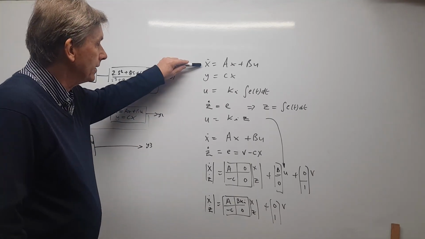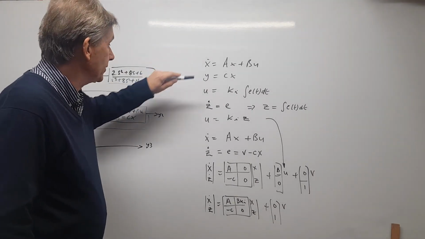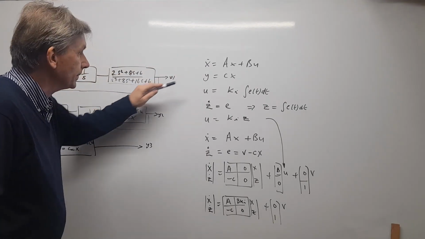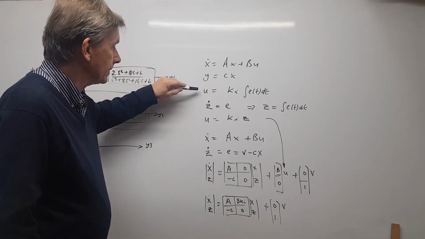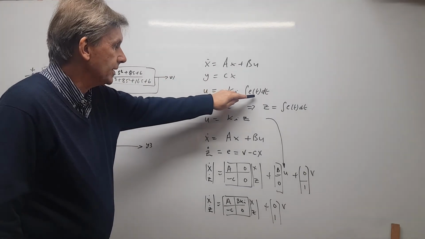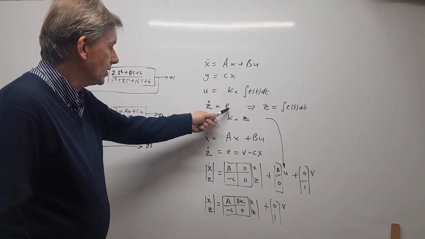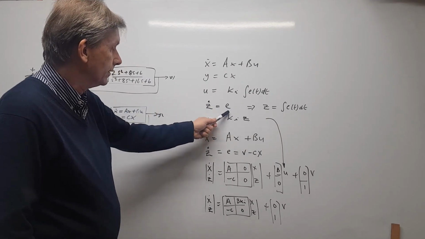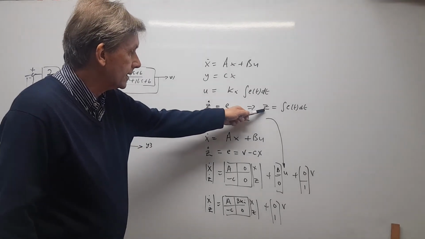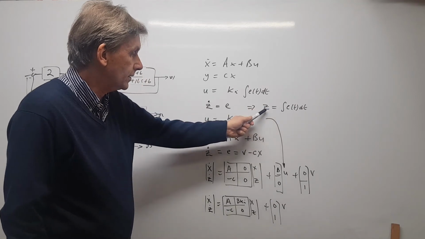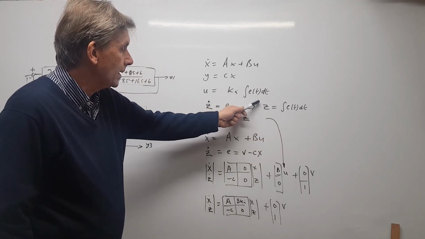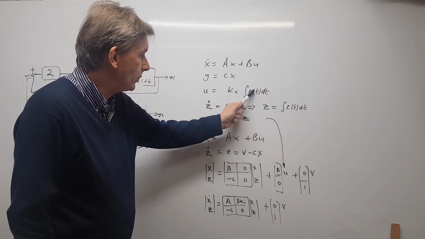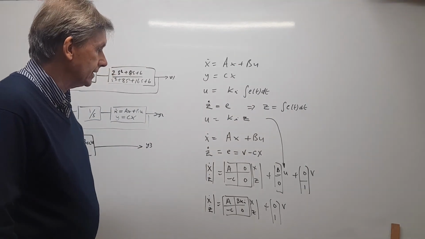So we start off with our state space equations for the open loop system. X dot is Ax plus Bu, y equals Cx. U now is Ki times the integral of error, and Z dot is E is our definition of the integrated state, because if we integrate this equation, the integral of this gives us Z, and the integral of this gives us the integral of error, so Z is the integral of error. So if we replace the integral of error with Z, U becomes KiZ.